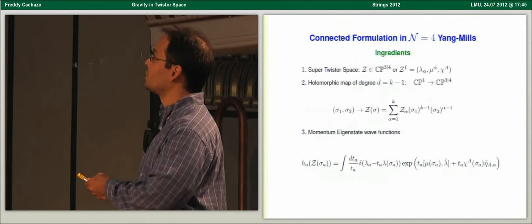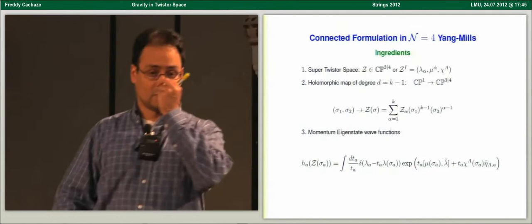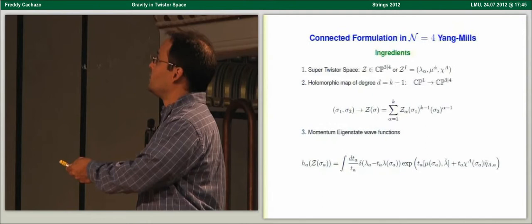We also need momentum eigenstate wave functions. We're going to be constructing amplitudes in Twistor space, but in order to interpret them in momentum space, we have to dress them with momentum eigenstate wave functions that set some particular value for the lambda and the lambda tilde and the supersymmetric partner of each of the particles.